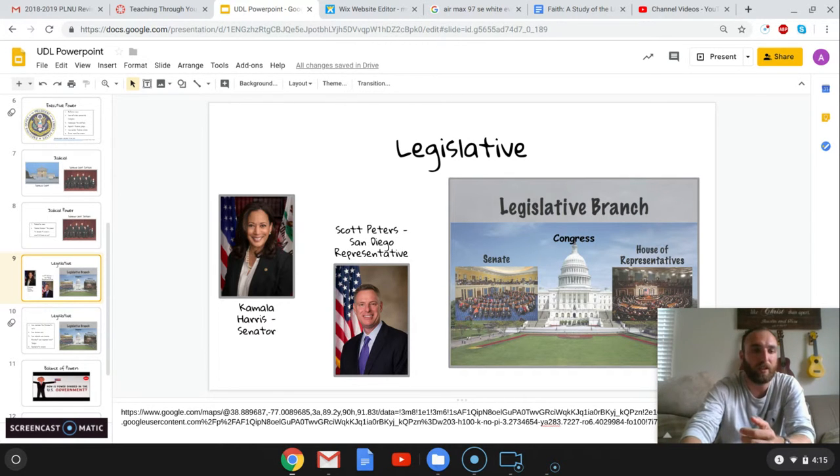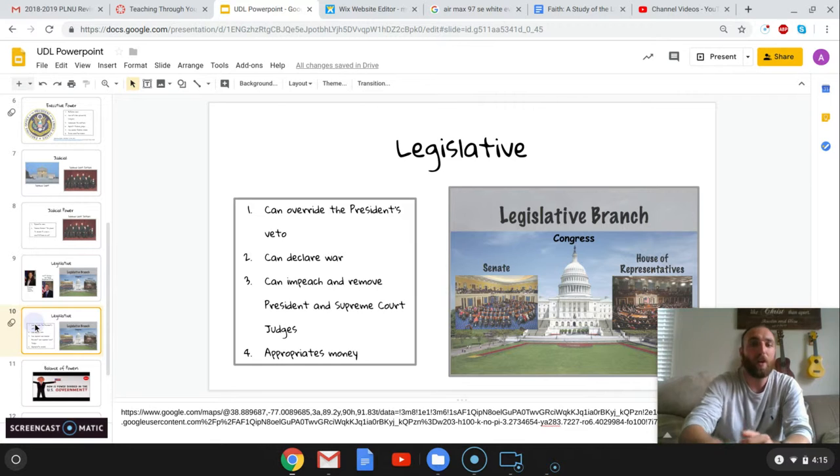And they make decisions for the country, and this is some of the powers that they have. One, they can override the president's veto, meaning if Congress and the legislative branch tried to pass a law, the president could veto it or reject it, but then kind of going back again, the legislative branch can override that veto with a 2/3 vote. And at that point, the president can't do anything. If they override the veto, that's the last step. Two, the legislative branch can declare war. Three, they can impeach and remove presidents or any of the Supreme Court justices. And four, they can appropriate money to where it needs to go.